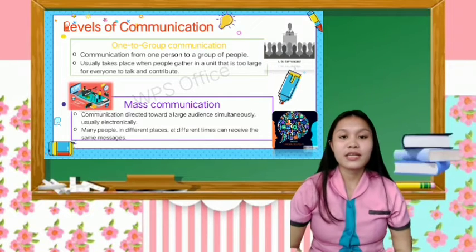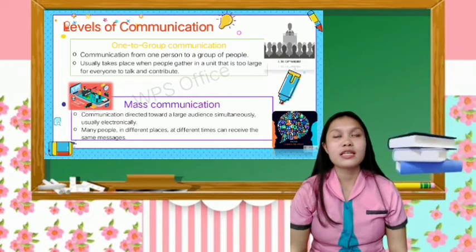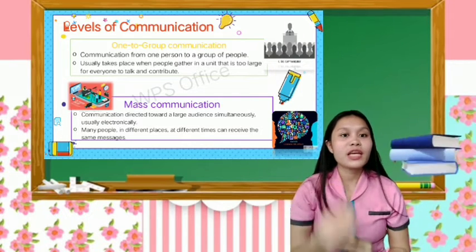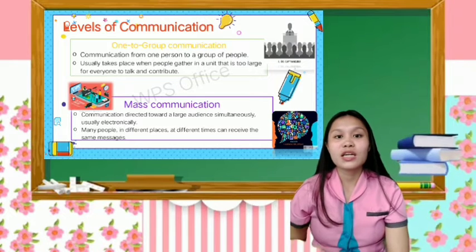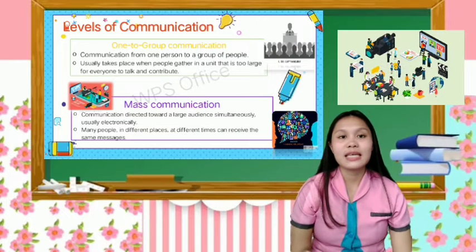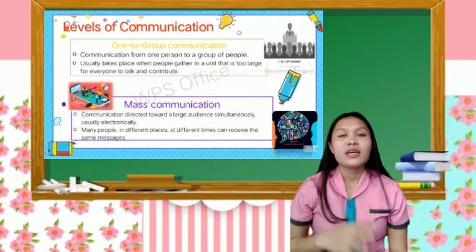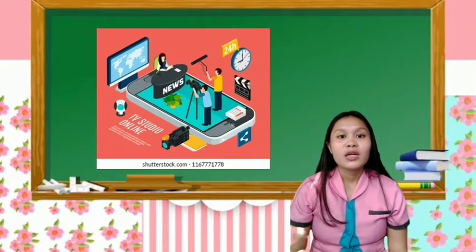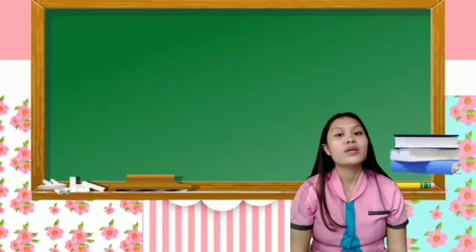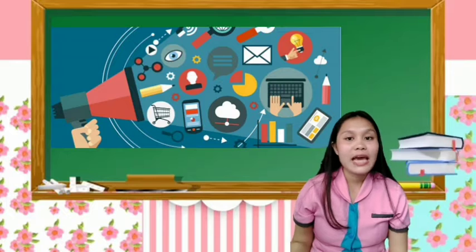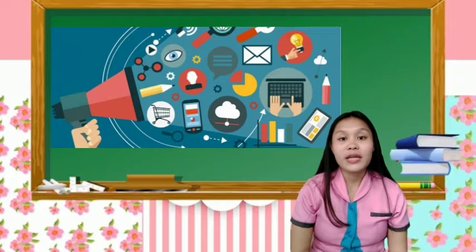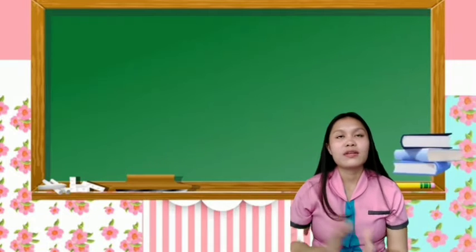The last category or level of communication is mass communication. This is communication directed toward a large audience simultaneously, usually electronically. The message can be received through watching TV or listening to radio, information from the internet, from the newspapers, the PA system, morning announcements, and so on.